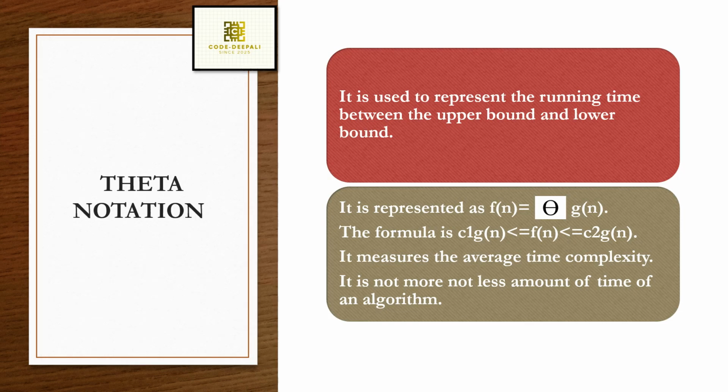What is theta notation? It is used to represent the running time between the upper bound and the lower bound. It is represented as f of n is equal to theta g of n. The formula is c1 g of n is less than or equal to f of n is less than or equal to c2 g of n. It measures the average time complexity. It is not more, not less amount of time of an algorithm.